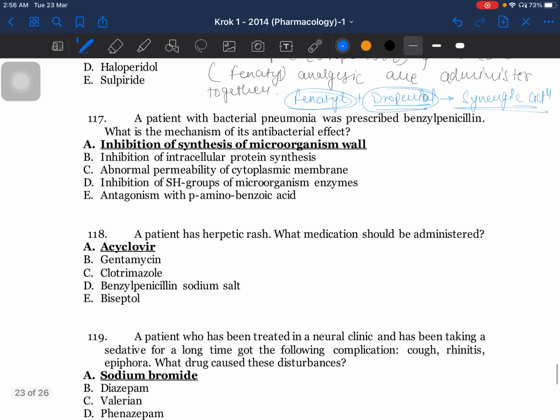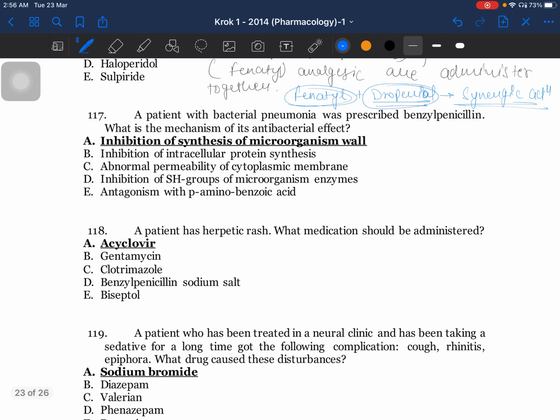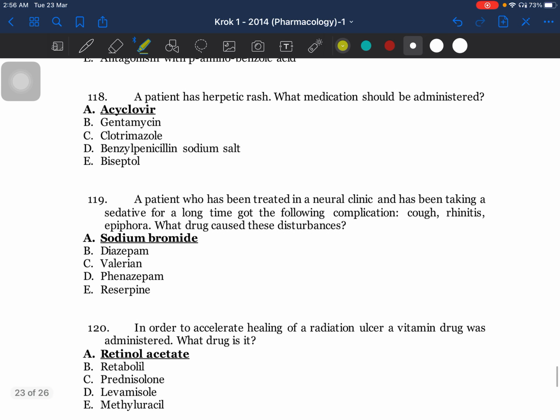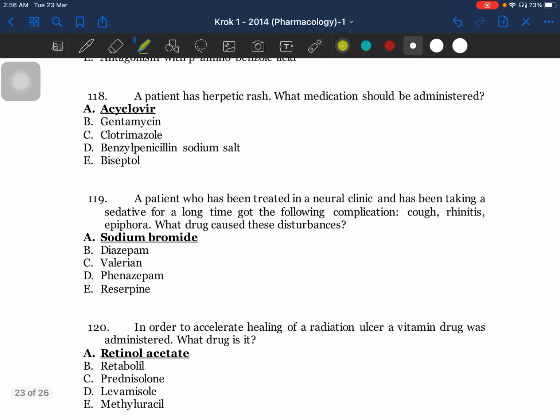Now let's move to the next question, question number 117. This question we have discussed earlier, and for this question you need to refer to question number 47. Now let's move to the next question, question number 118. A patient has herpetic rash. What medication should be administered?